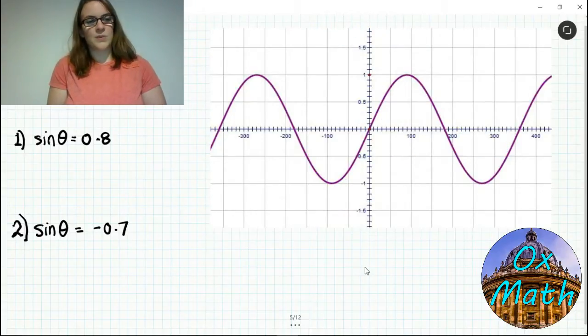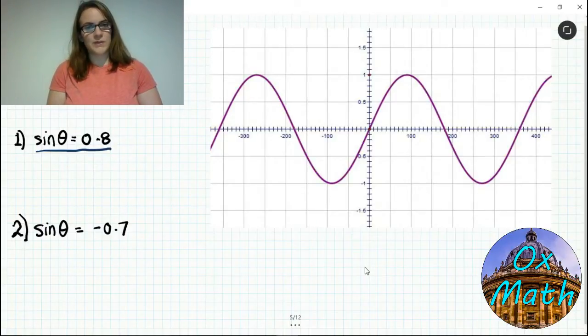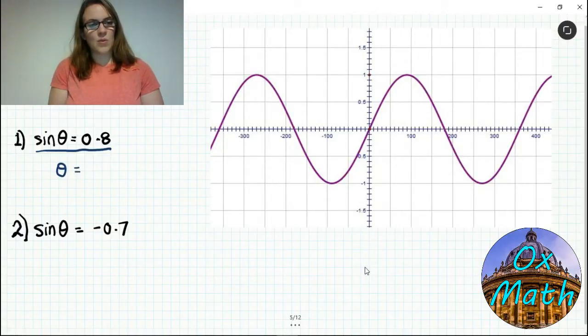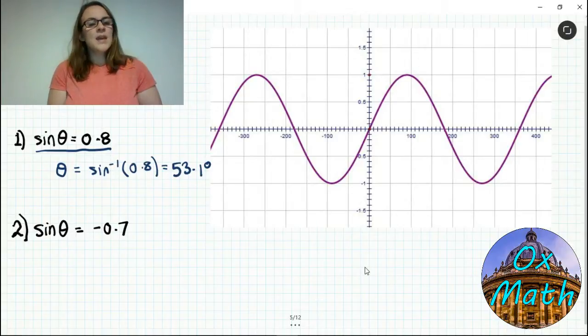Now, if you were asked to find all the angles that satisfy the equation sine theta equals 0.8, or you use your calculator to find the one angle and wanted to find the other angle, let's look at how we could do that. So to start with, we need to get rid of the sine to get the theta on its own by doing the inverse sine. We do the inverse sine of 0.8, which your calculator will tell you is 53.1 degrees.